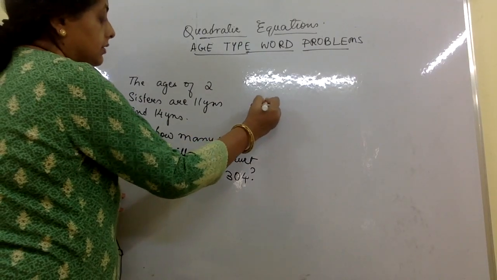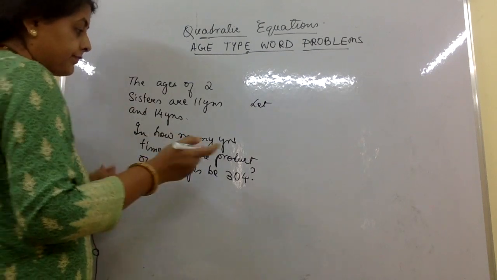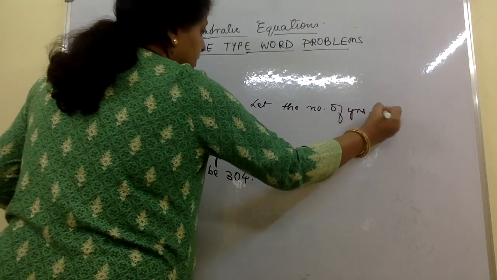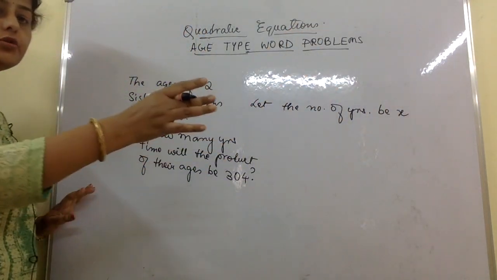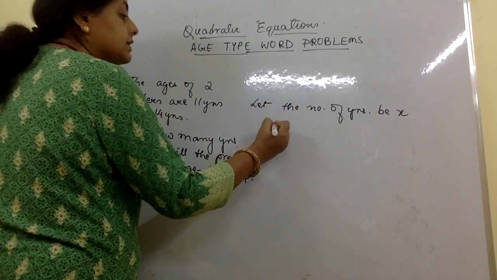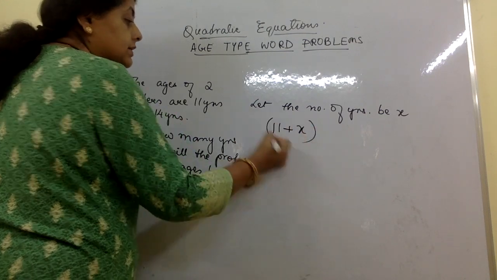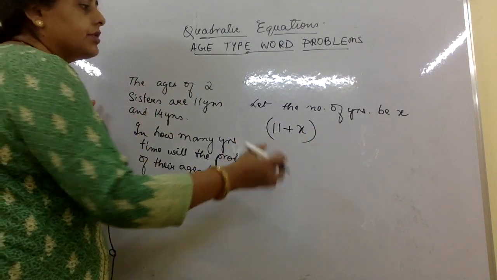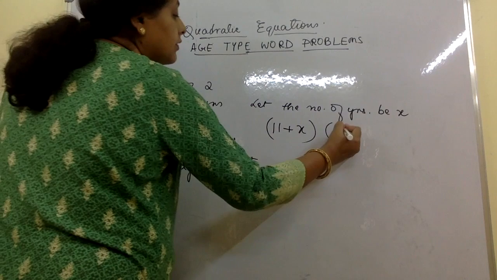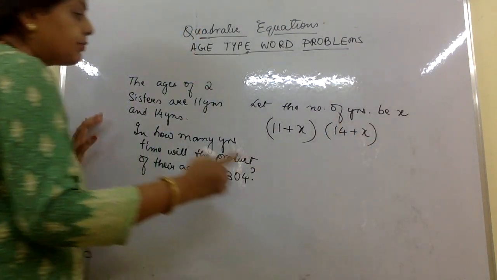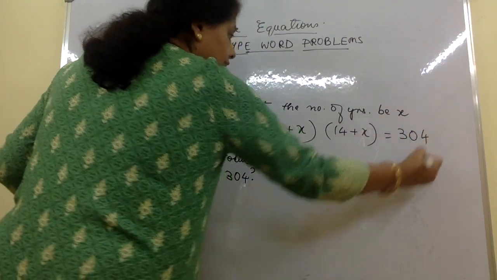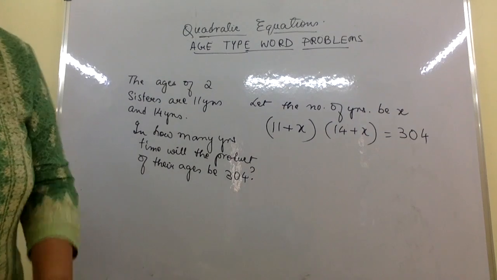Here let the number of years after which be x. So we tell x is that number of years. So if one of the sisters is 11 years now, then after x years that sister's age will be 11 plus x. Okay, that is after maybe 5 years, so it is 11 plus 5. And the other sister who is 14 now will be 14 plus x, right? And the product of their ages, so you have to multiply their ages, and that should come to 304. So we have got our equation here.